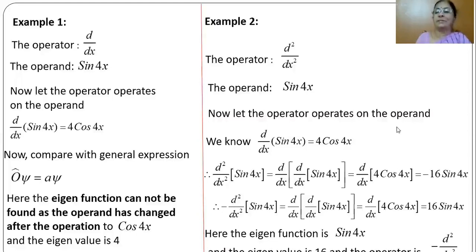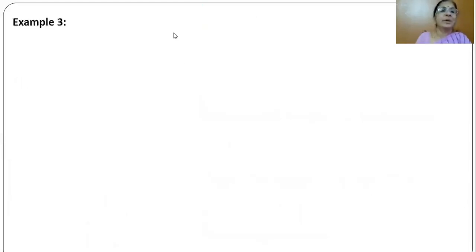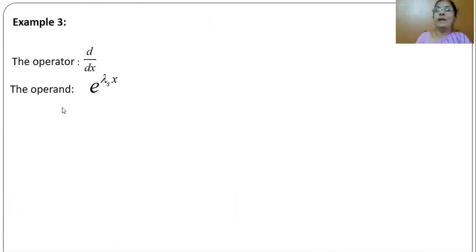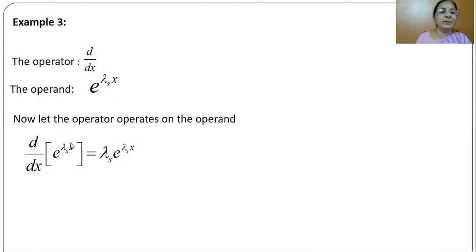dx squared. I hope. Let us take one more example, so that your learning becomes very strong. Once again, the operator we have taken is d by dx, and the operand we have now changed to be e power lambda_s x. Now allow the operator to act on this operand. So it is d by dx of e power lambda_s x is equal to lambda_s e power lambda_s x.